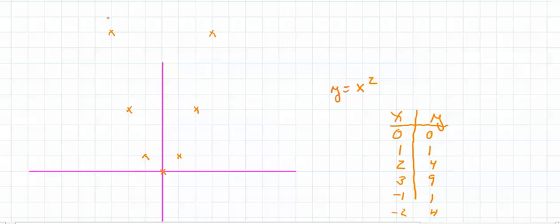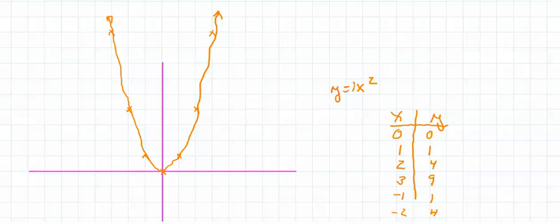And then we connect the dots. And our graph looks like that. All right? Each graph is exactly the same. Every graph has the same shape, and we'll talk about it later, as long as this leading coefficient is the same. So now, let's graph something else, keeping this in mind.